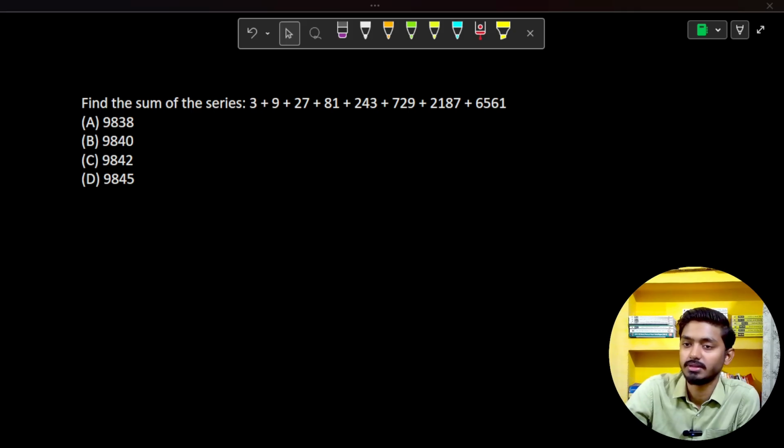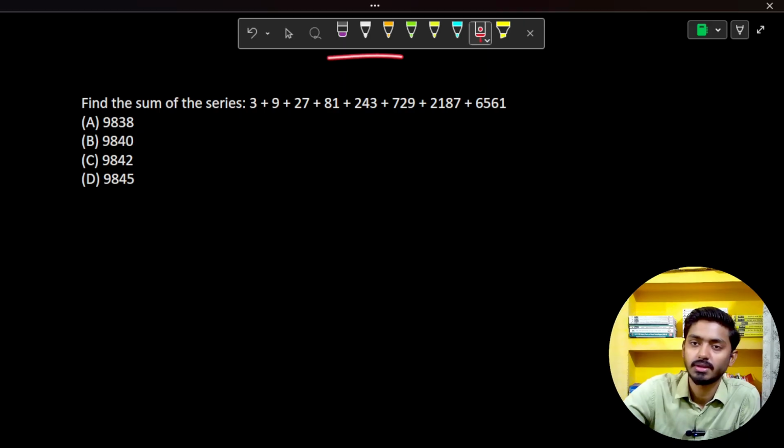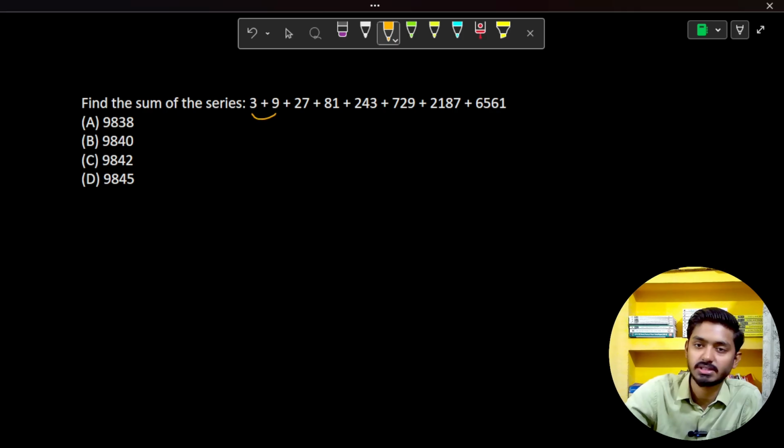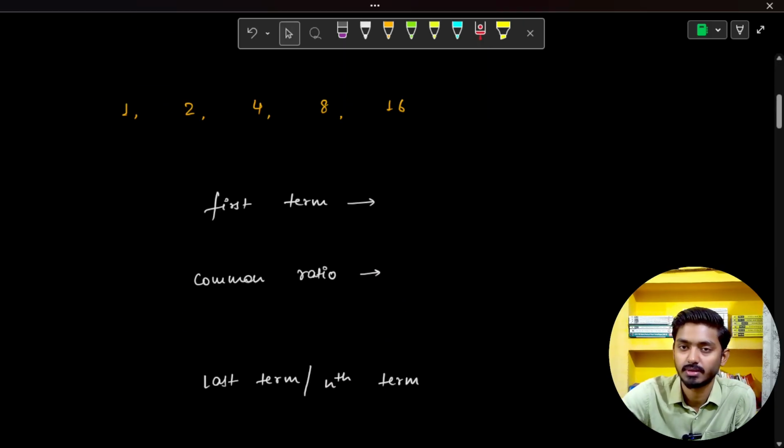We have learned about arithmetic progression. Today, we are going to learn about geometric progression. If you observe, you'll find this to be a series, but when you try to find the difference, you will see that the difference varies. So, if the common difference is not the same, we cannot classify this as arithmetic progression. That is the same thing which we are going to learn today.